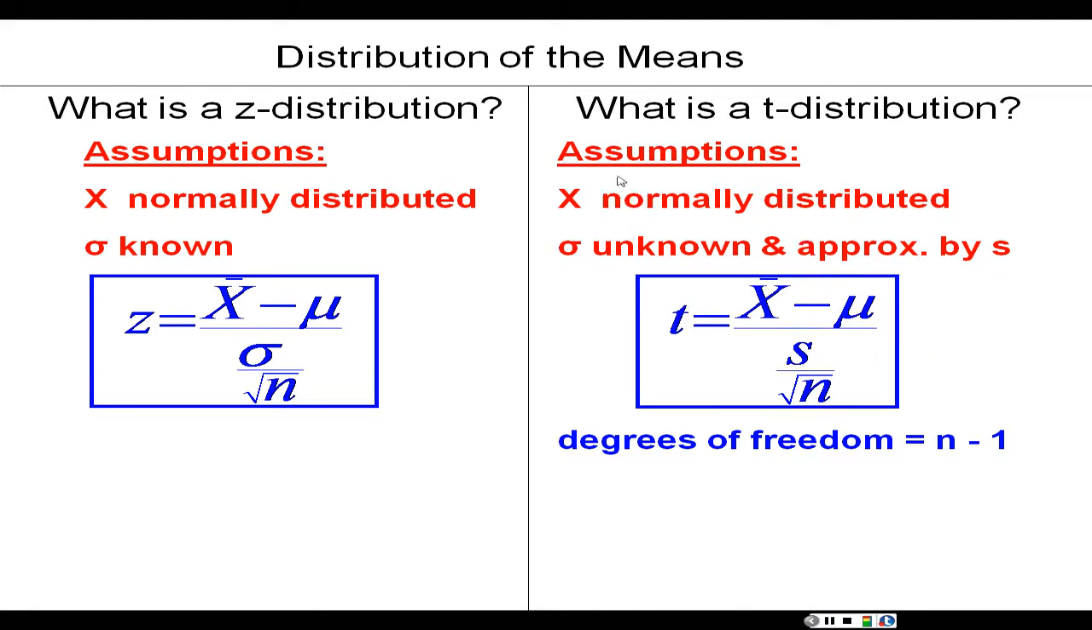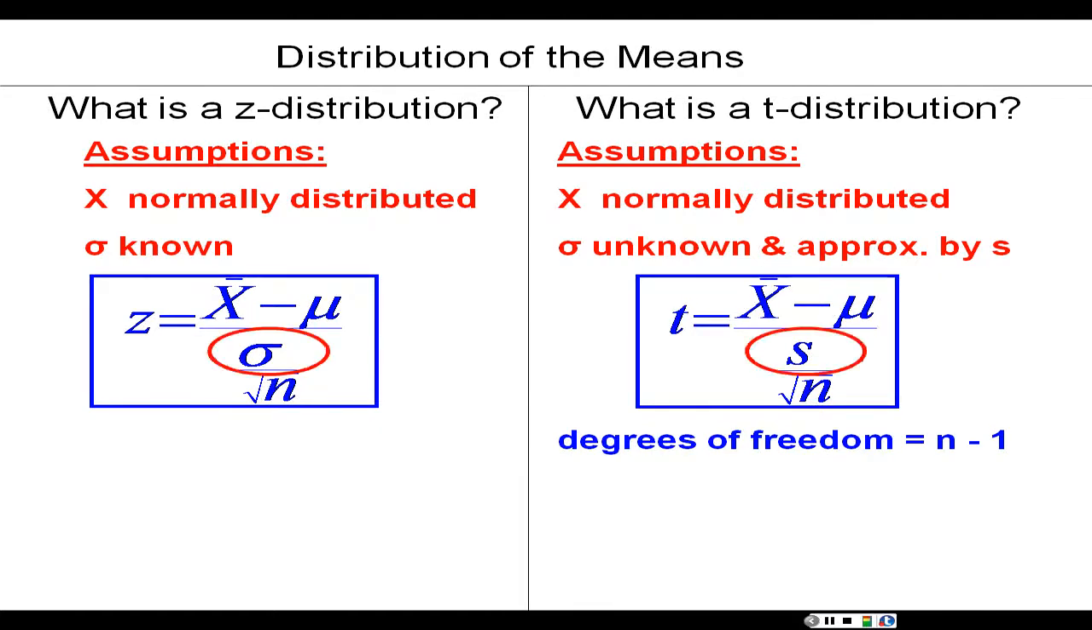Now, the t-distribution differs from the z-distribution in the sense that you have to use degrees of freedom. Degrees of freedom is how much the data can vary when you're doing a mean. It can only vary by 1. What that means is when you look at degrees of freedom, you take your sample size and subtract 1 from that, n minus 1. That will give you how many degrees of freedom you have.